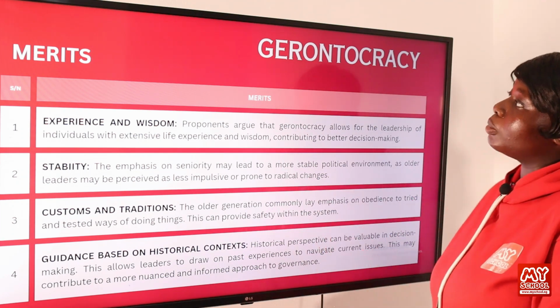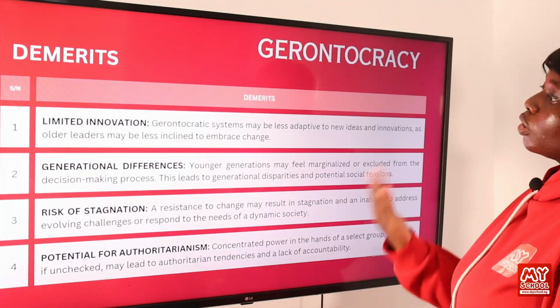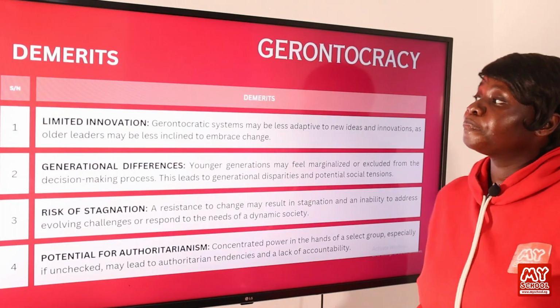Now let's move on to the demerits of gerontocracy. One of the demerits is limited innovation.